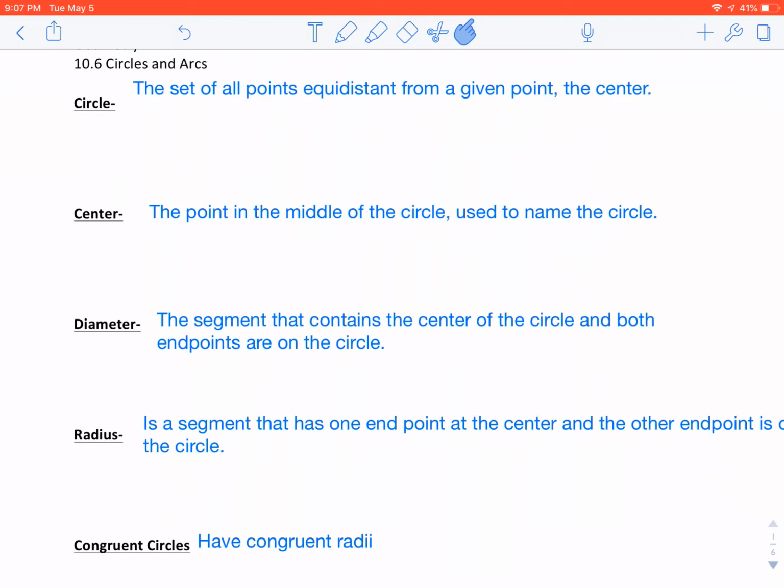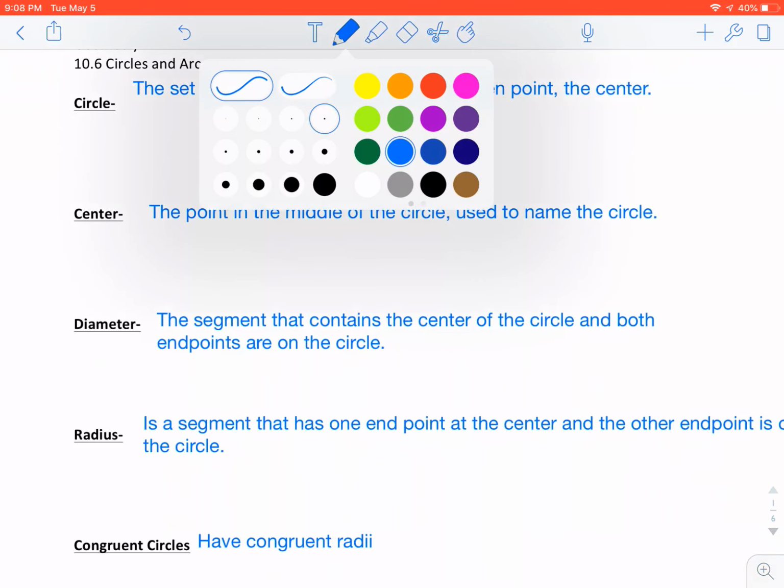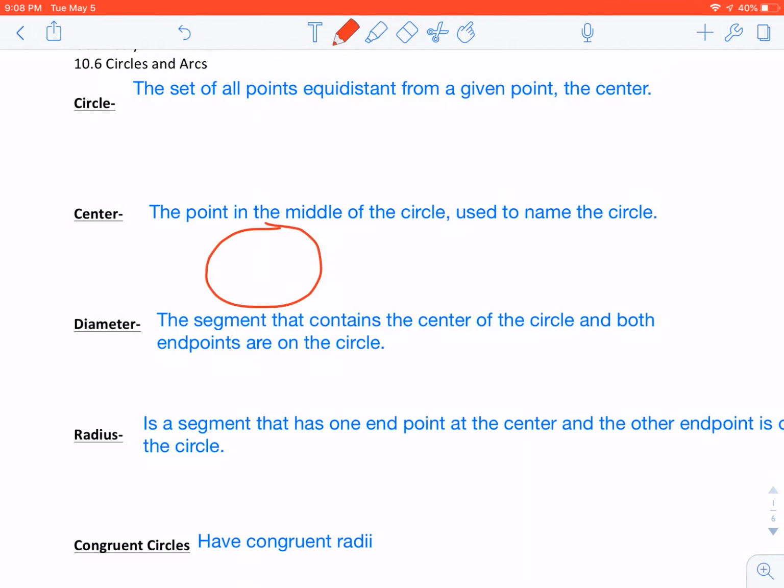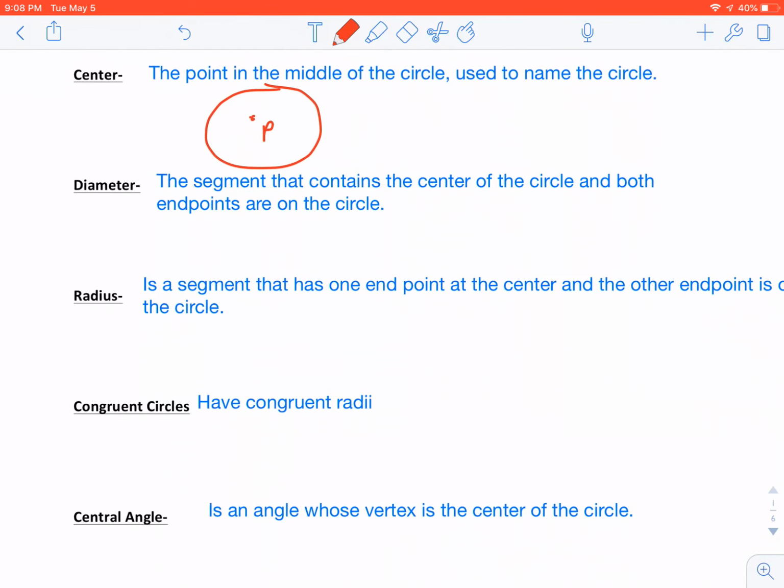So like I said, we're going to talk about a circle. The circle is basically the set of all points that are equidistant from the same point, which is the center. The center is how we name a circle, so this is important to know. If you have a circle and the middle point is labeled P, then that would be called circle P. The diameter is the segment that contains the center of the circle, and both endpoints are on the circle. So the diameter passes through the center, and it starts and stops on the circle.